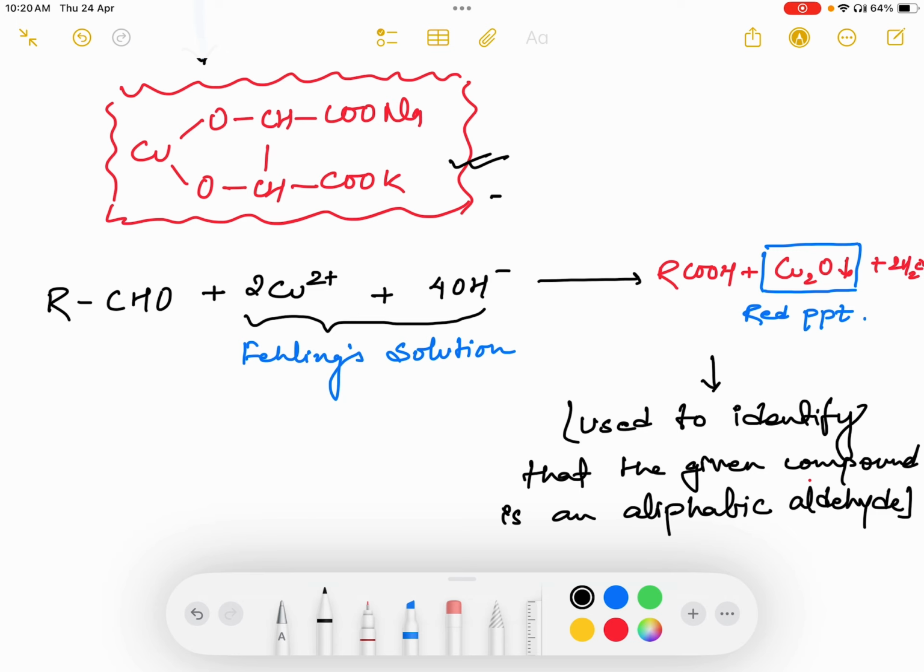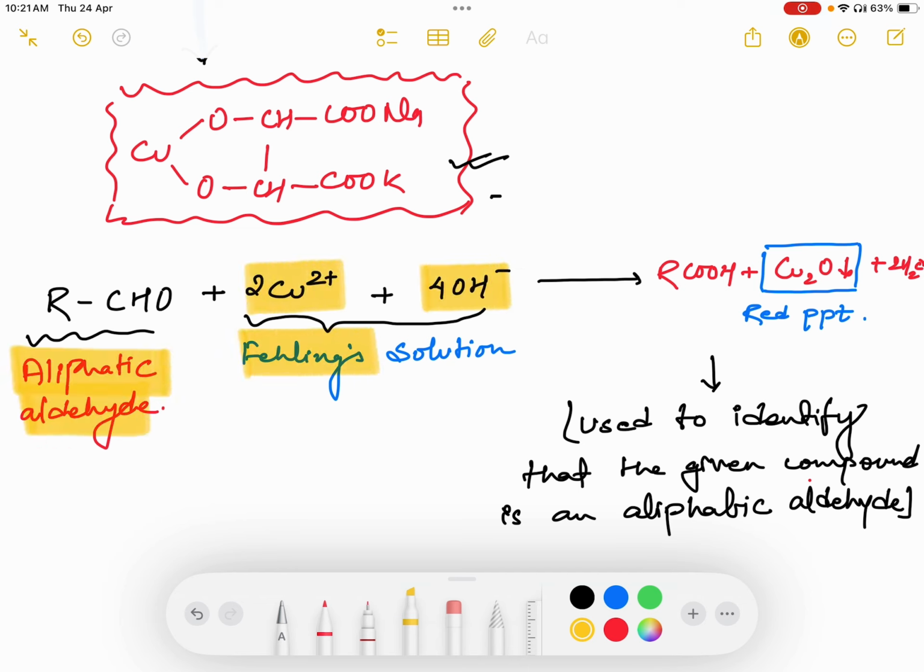So what you need to understand is that this needs to be an aliphatic aldehyde for sure. You need to take an aliphatic aldehyde, and if you treat it with copper and hydroxyl ions, that is Fehling's solution, it will give a red precipitate, that is Cu2O, and that is the positive test for aliphatic aldehyde. And the test will be negative for aromatic aldehyde and ketone.